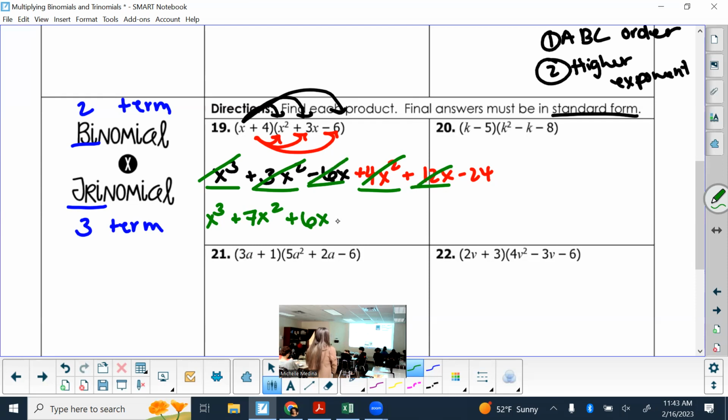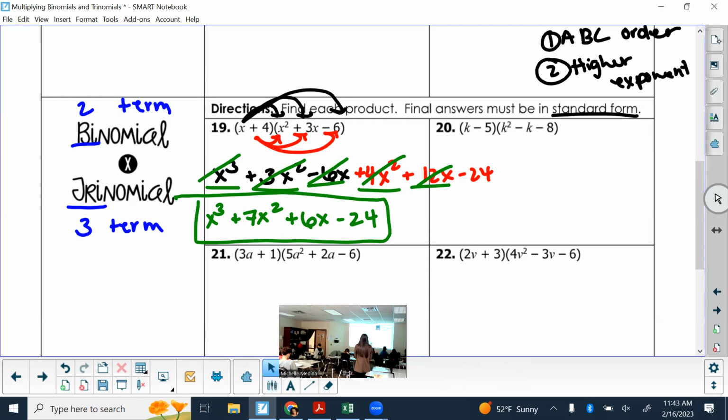All that's left is a -24. So there's nothing else to combine it with. But if I did have more constants, I would combine it with a constant. And then that's it. That's our answer, fully simplified and in standard form. Questions on that?